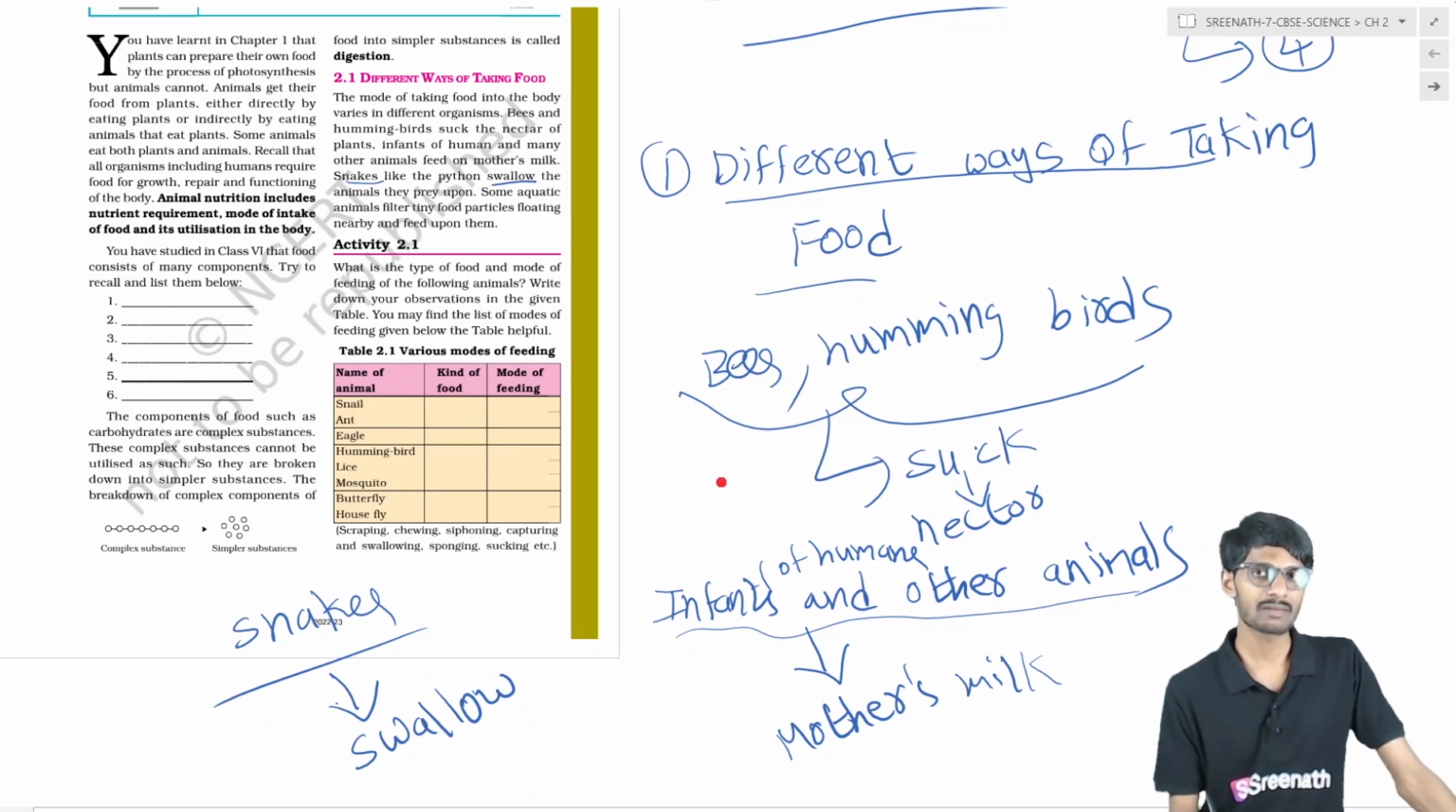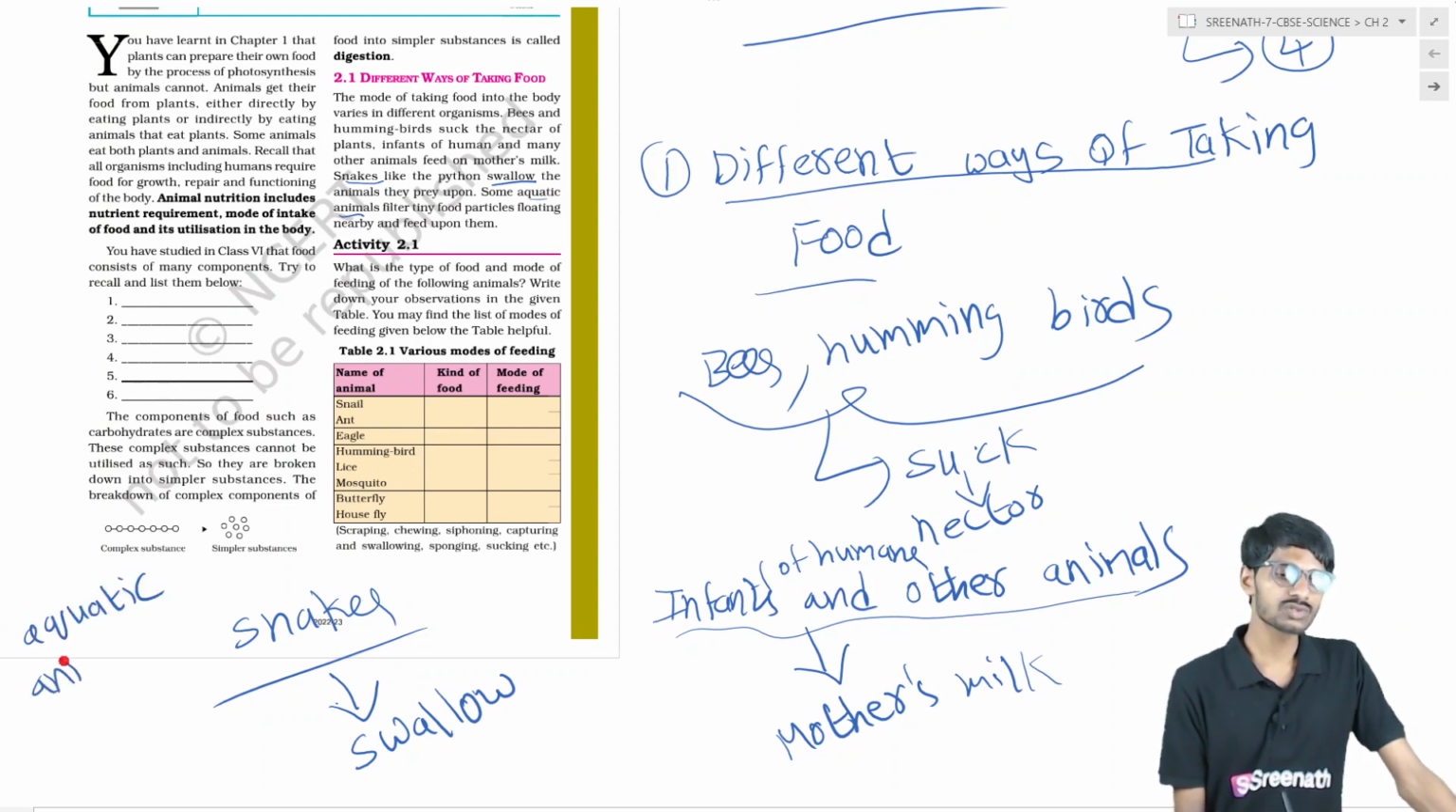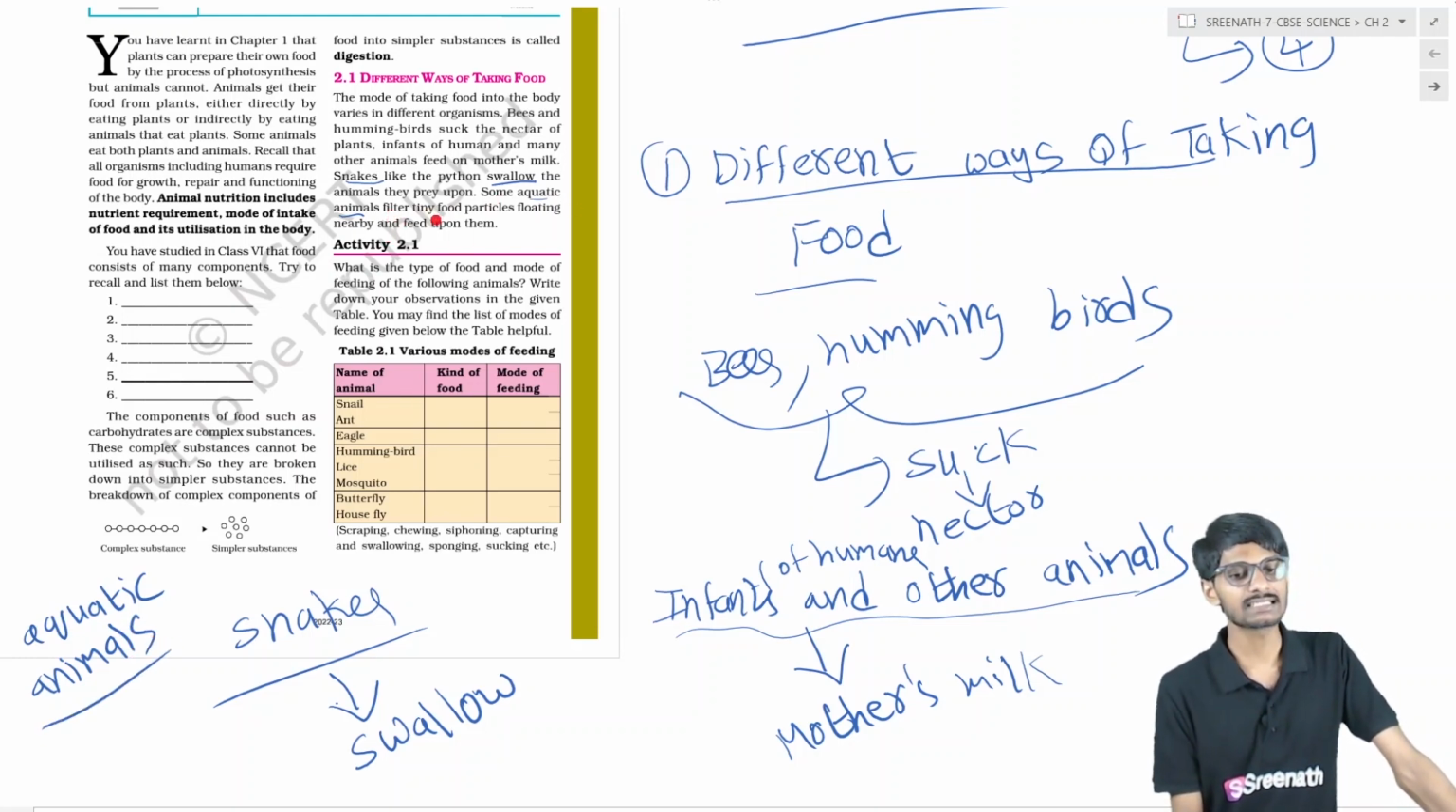Some animals take food in different ways. And what about others? Some aquatic animals, what are those? How will aquatic animals take food? Aquatic animals filter tiny food particles floating nearby and feed upon them.